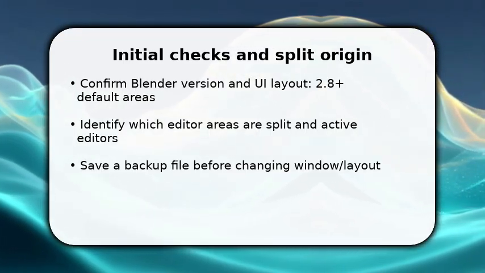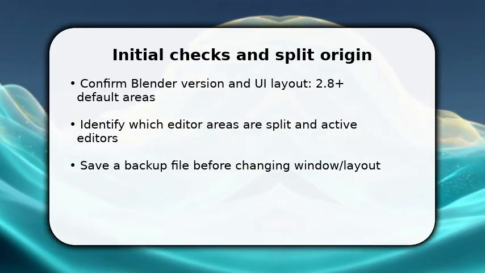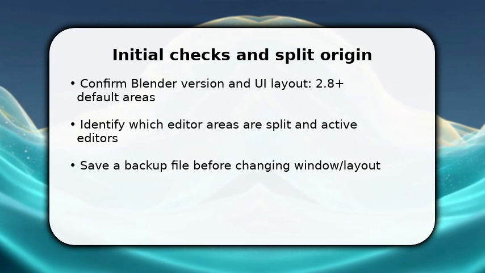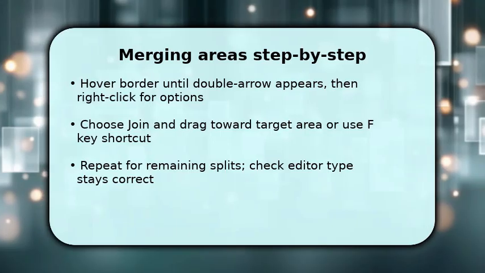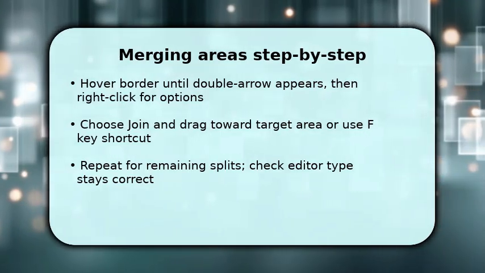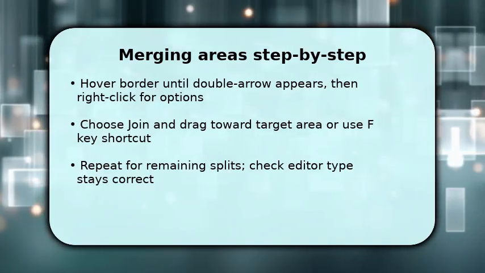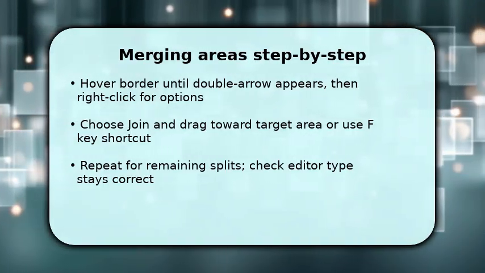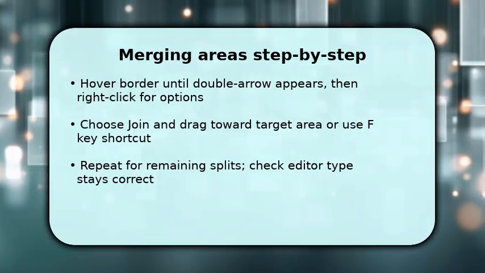You'll now learn the precise clicks to merge areas without disrupting your tool configuration, and why each option behaves differently. With the double arrow cursor visible, right-click on the border and select Join. Drag toward the area you want to keep and release to confirm. This removes the split and preserves the target editor. Alternatively, position the mouse and press F to join in some versions.